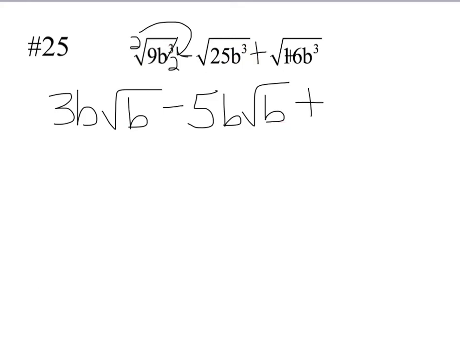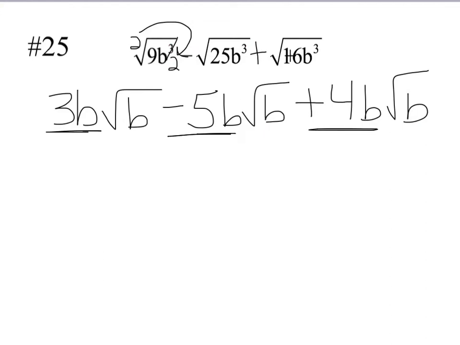Plus, we know the square root of 16 is 4. And then just like before, b cubed had a b outside, kept a b inside. Now, because our indexes are all the same and our radicands are all the same, we can add or subtract them. So we have 3b minus 5b plus 4b. 3b minus 5b is negative 2b plus 4b is positive 2b. So it's 2b square root of b.